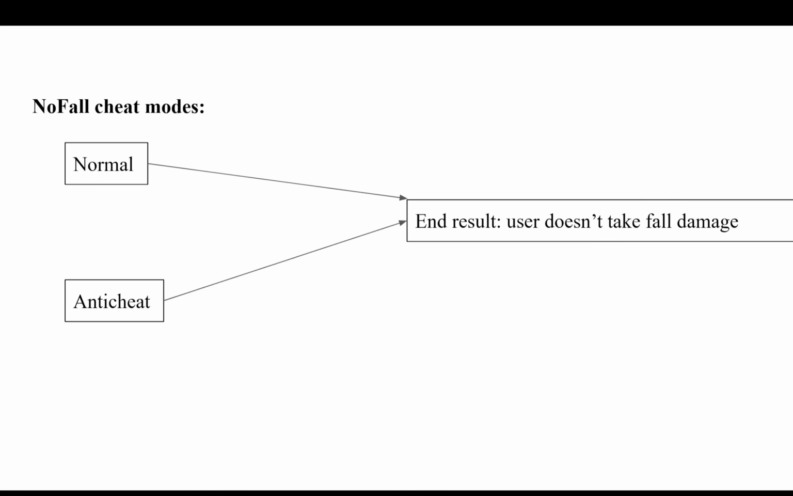As discussed last time, the normal mode of NoFall will lie about its client ground state to the server, which allows it to mitigate fall damage. However, the anti-cheat mode works differently, which is why our anti-cheat cannot yet detect it.